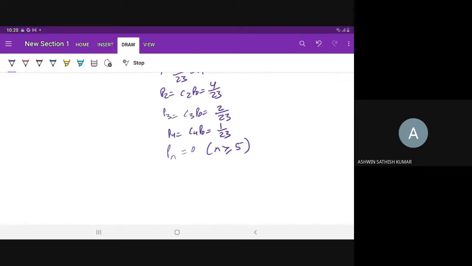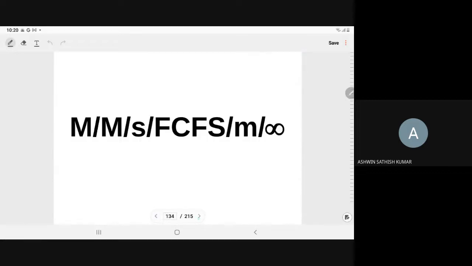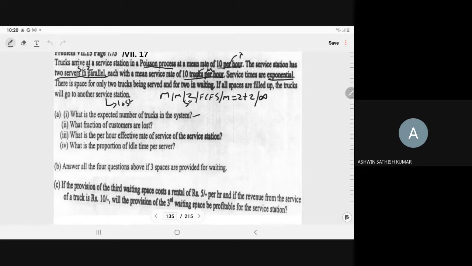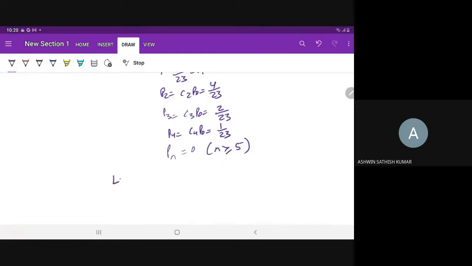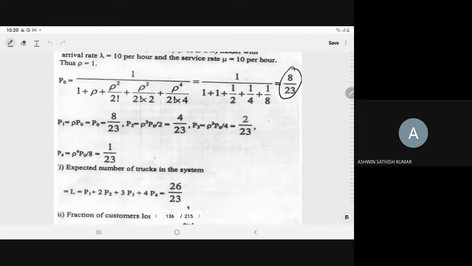Now after having the knowledge of the state probabilities, we have to compute the expected number of trucks in the system, that is L. So L is the sum of n Pn, so 1P1 plus 2P2 plus 3P3 plus 4P4, and all the values you have, so just put in the values of P1, P2, P3, P4. So here L will come as 26 by 23.